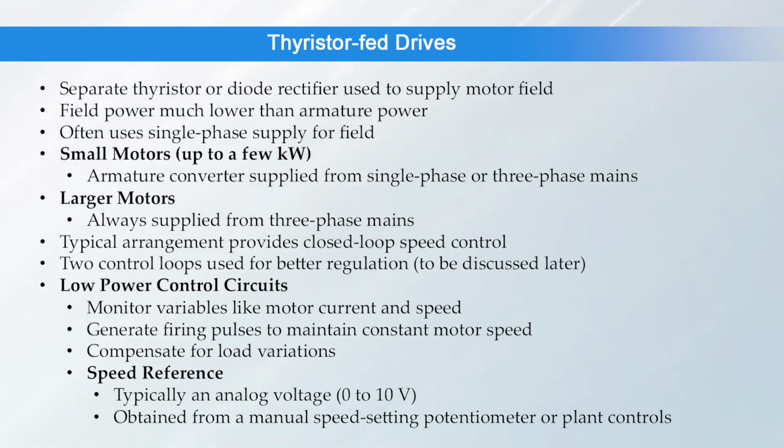Here a low power control circuit is shown, and these circuits are used to monitor the variables of interest, which are usually motor current and speed, and to generate appropriate firing pulses so that the motor maintains constant speed despite the variations in the load. The speed reference is typically an analog voltage varying from 0 to 10 volt and obtained from a manual speed setting potentiometer or from elsewhere in the plant where they are used.